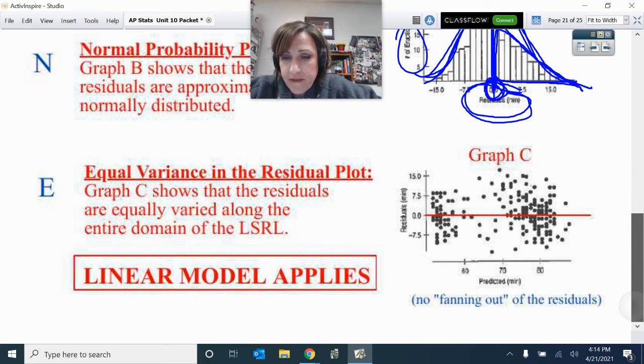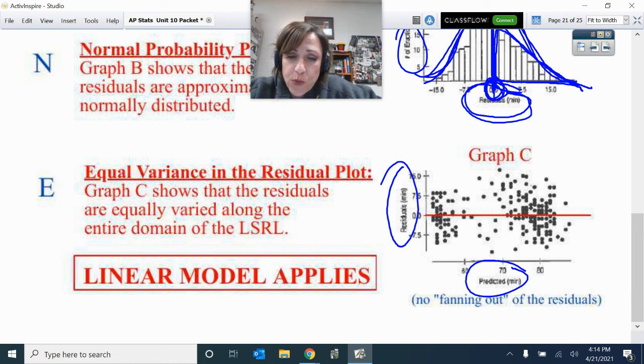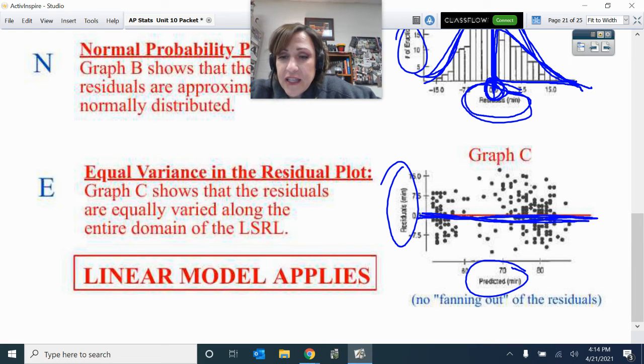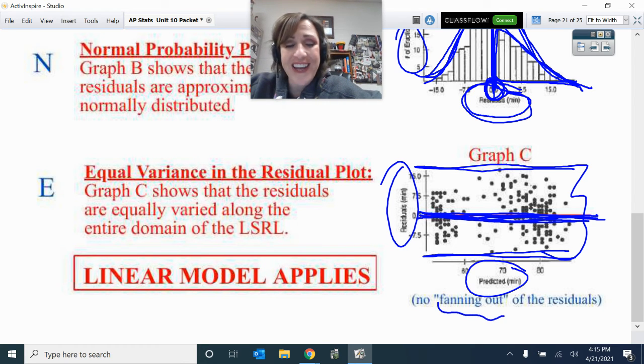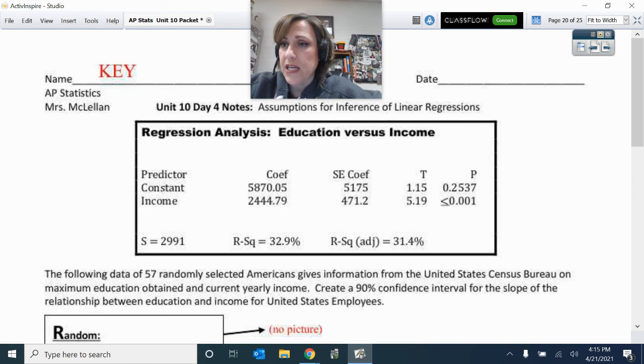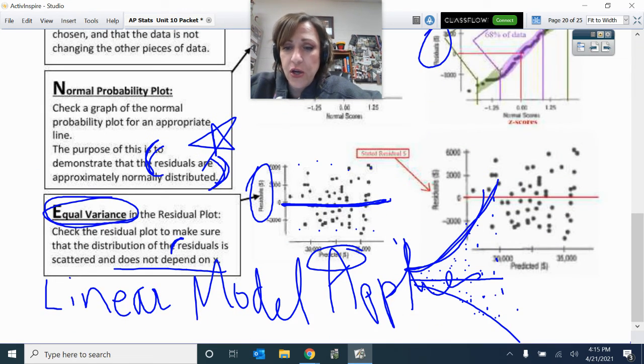Now let's take a look at this last graph. This one has the predicted minutes and the residual. See this 0 here in the center? That is the prediction line. When I have this prediction line, this LSRL, I want to see that the residuals are equally varied on either side of the LSRL. Equal variance in those residuals. So there's no fanning out of those residuals like I showed you down here. That would have been bad.